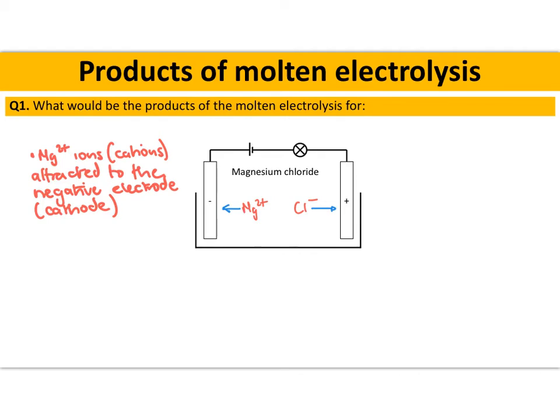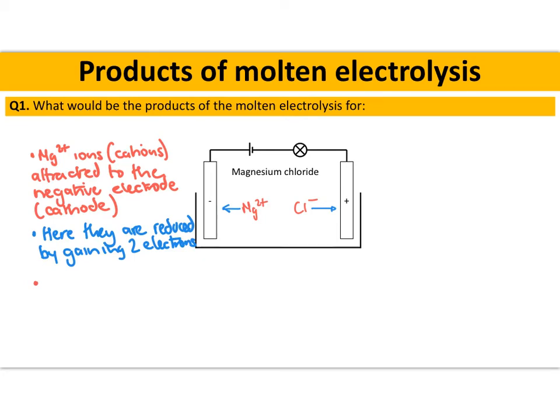Well, they are reduced by gaining 2 electrons. Remember, reduction is the gain of electrons. They need to gain 2 electrons to go back to their uncharged atom form. So they are reduced by gaining 2 electrons. And we can represent this process using an equation. If you remember in the redox topic, we did these things called half equations.